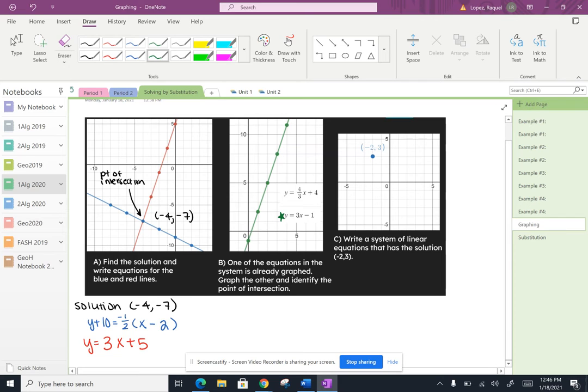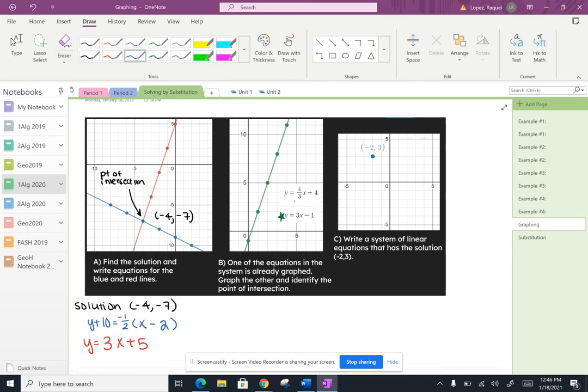I notice that the second equation has a y-intercept of -1. Let's double check that on the graph. And here it is. It does have a y-intercept of -1. So I know that the second equation is the one that's graphed. Okay, let's go ahead and graph that first equation. I'm going to pick a different color and let's do that in blue.